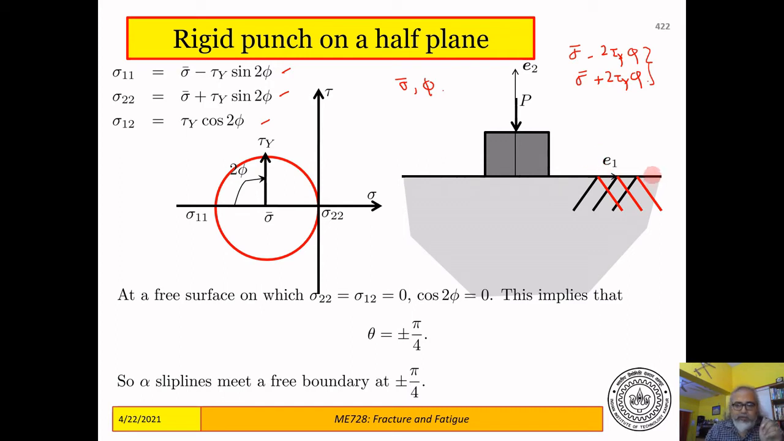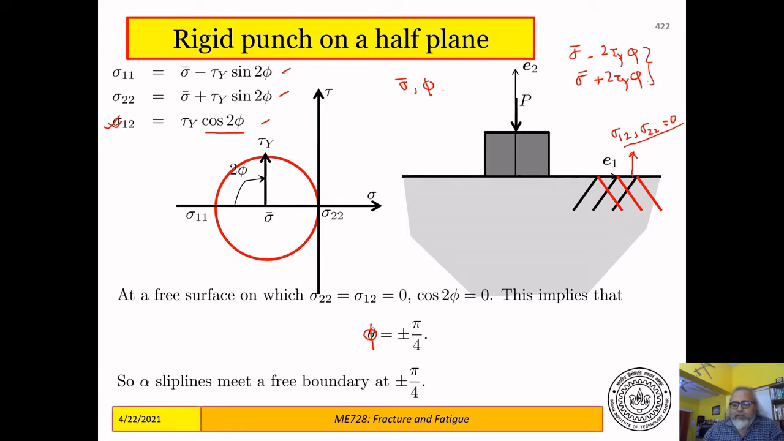Now, let us look at a free surface. There are no body forces. We have already discounted body forces in this problem. In this, the normal is in the 2 direction. Therefore, this is a free surface. Sigma 1,2 and sigma 2,2 will be equal to 0. If sigma 1,2 is equal to 0, that means cos 2 phi is 0, and therefore phi is plus minus pi by 4.